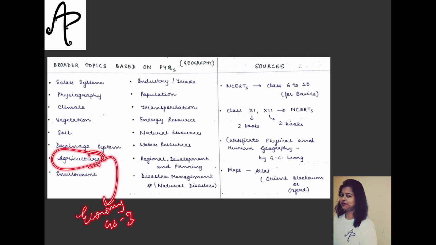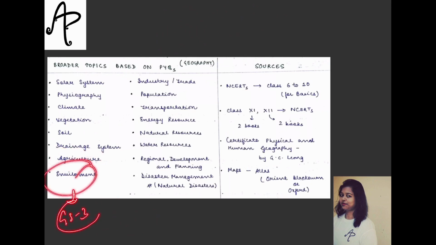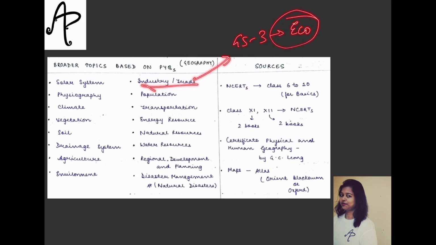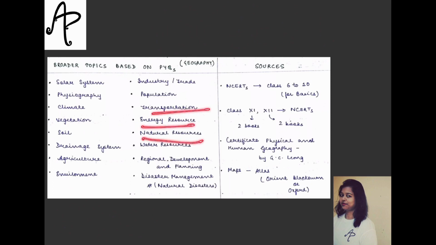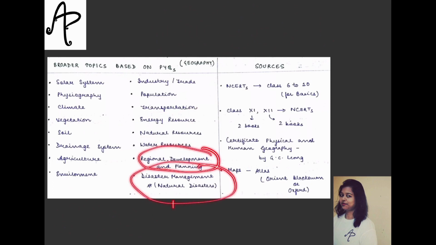It is separately in that syllabus, I will show you when I do that syllabus. Your environment, which again overlaps with your GS3 environment portion. Industry, trade is also overlapping with your GS3 economy portion. Population also relates with GS3 economy, okay. It relates with society also in GS1. Then transportation, energy resource, natural resource, water resource, regional development and planning and disaster management, as I have shown you, overlaps with GS3 disaster management.